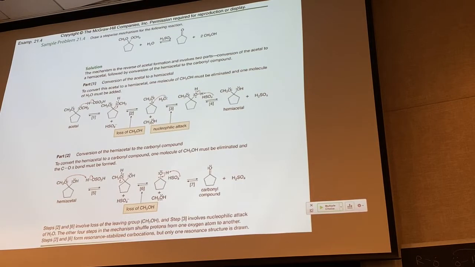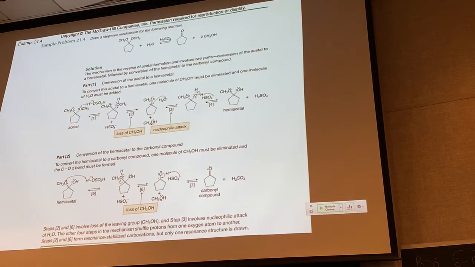And the corollary is true. If you were using base, you would expect all the intermediates to be neutral or negatively charged. Okay, any questions?